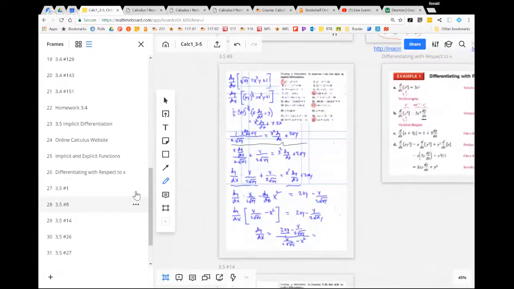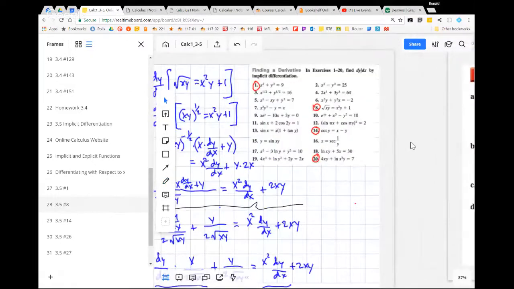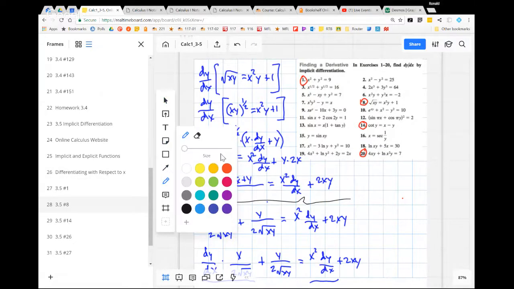Let's take a look at number 8. So on number 8, this one's more of an algebra challenge, but number 8 says the square root of xy equals x squared y plus 1. So there it is in brackets. We want to take dy/dx of that. All right, so first of all, the square root of xy, as we normally do, we'll rewrite that using exponential notation.